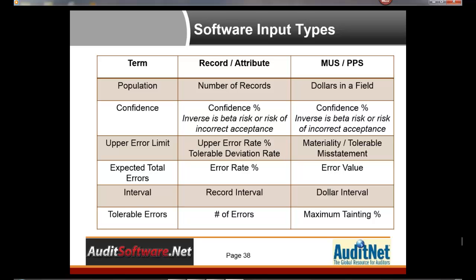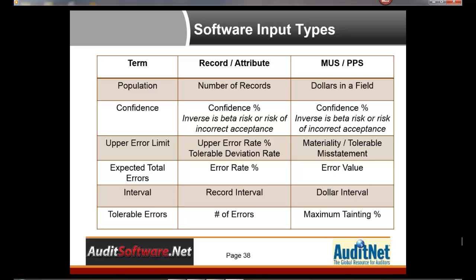So in essence, what you're trying to do is figure out what your confidence is that everything's okay in the file. What is your upper error percentage, or your materiality? It's otherwise known as materiality in monetary unit sampling. The upper error rate percentage is basically the error rate that you can't go over. So if you say I'm 90% confident, that means you have a 10% upper error limit rate. So that's your 10% there.